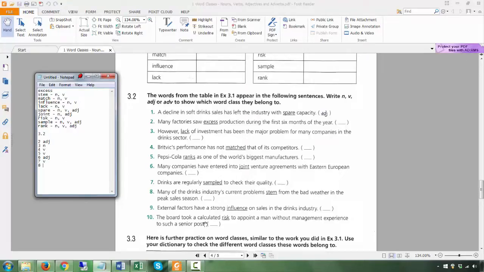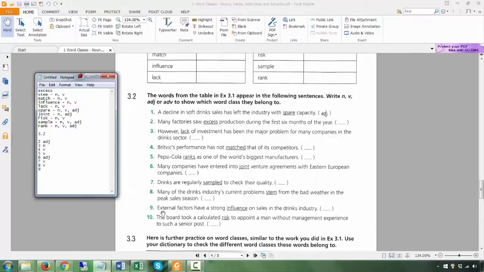Many of the drinks industry's current problems stem. This whole thing is your subject, your noun phrase. Stem is your verb. Stem, that means it comes from. It's a verb.